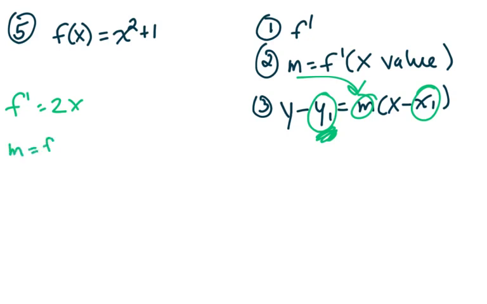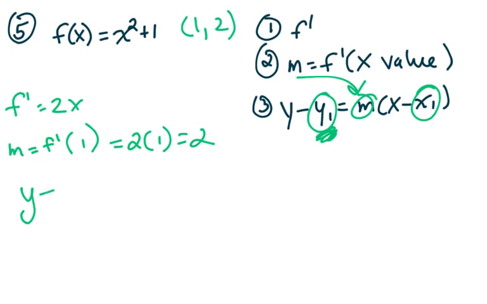So m is equal to f prime, and the x value that it says here is 1, right? So you're looking at f prime of 1. So it's going to be 2 times 1, and that's 2. Then we substitute into the equation. This is your x1, this is your y1. So y minus y1 equals m times x minus x1.